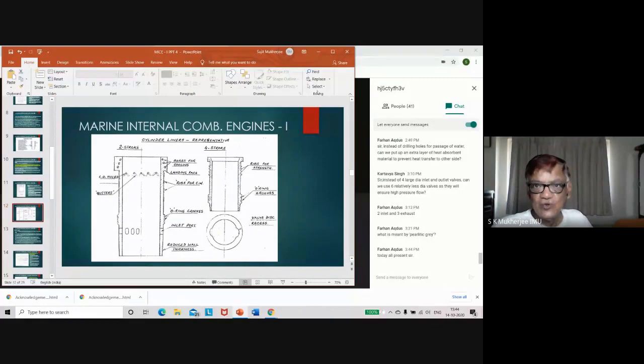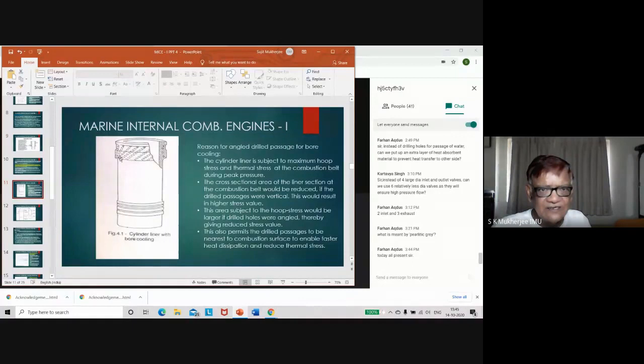Try to think over and answer those questions that I've given to you. Next question, last question. Think, why are the holes drilled at an angle? Sorry, not this one, this one. You see, these holes are drilled at an angle. Why are they drilled at an angle? So do some thinking, and next class, you have to answer me this question.